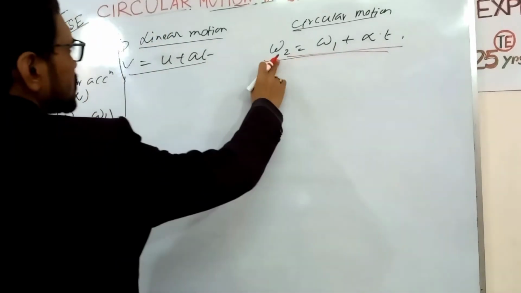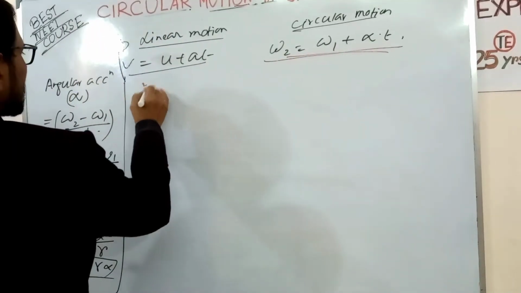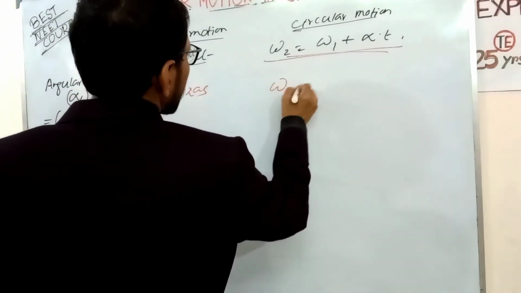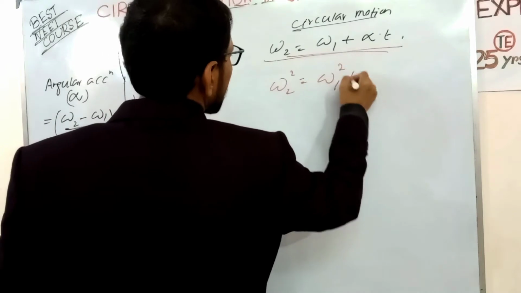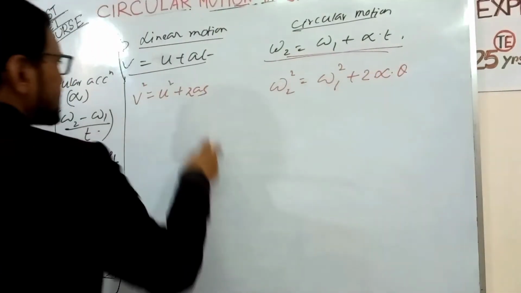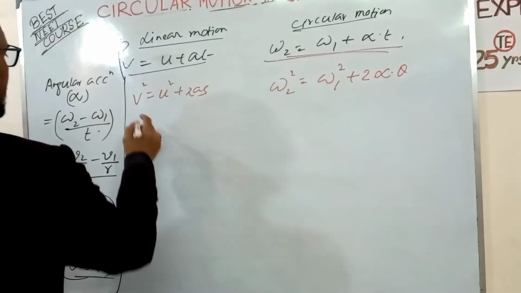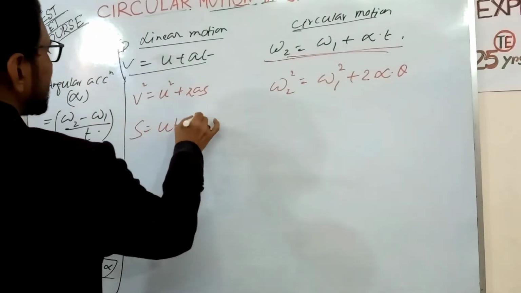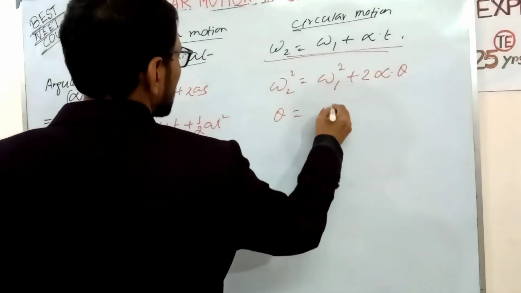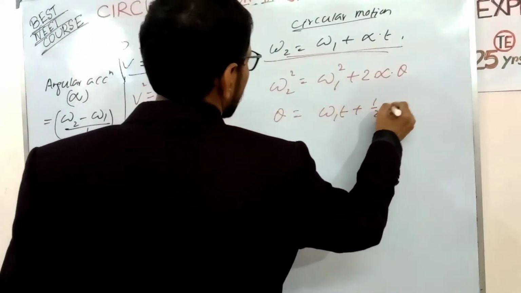This equation is v square equal to u square plus 2as. The corresponding equation will be omega 2 square equal to omega 1 square plus 2 alpha theta. Here a is alpha and s is denoted by theta. s is replaced by theta, and s equal to ut plus half at square, so theta equal to omega 1 t plus half alpha into t square.